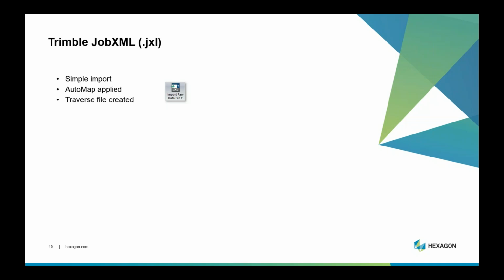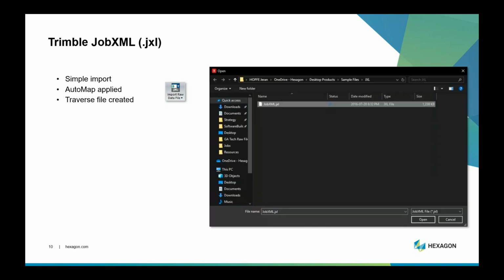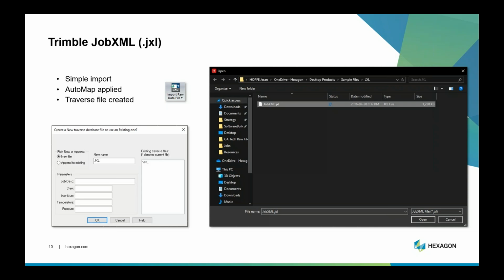With Trimble Job XML, we are able to import these files. It's a simple import process though. Likewise, the AutoMap file is applied, and the Traverse file is created. So when you click on the button there for importing the Trimble Job XML, it'll just ask you to browse to that file location, select the file, and then it'll create the traverse.